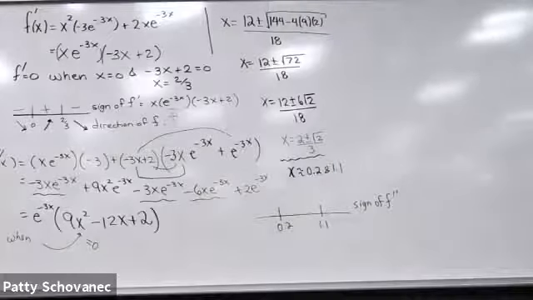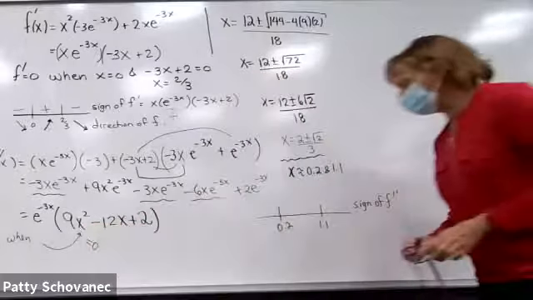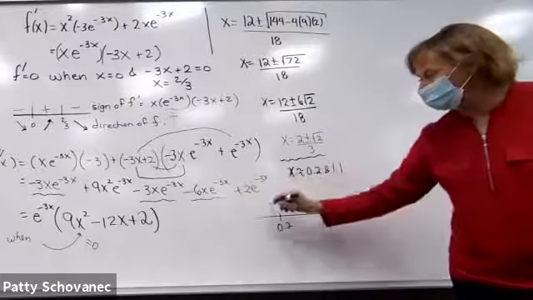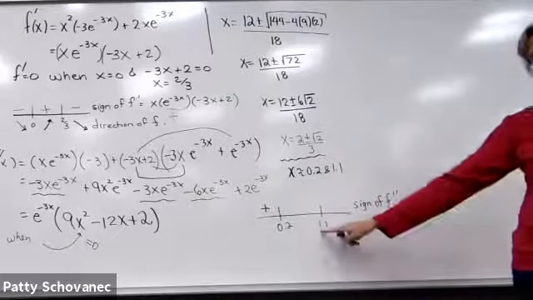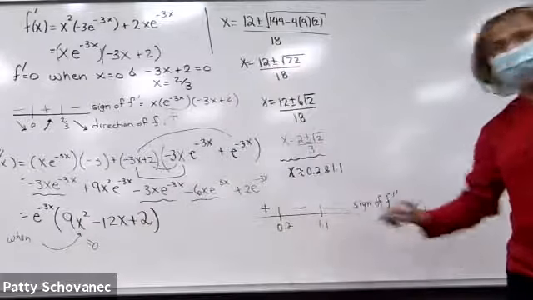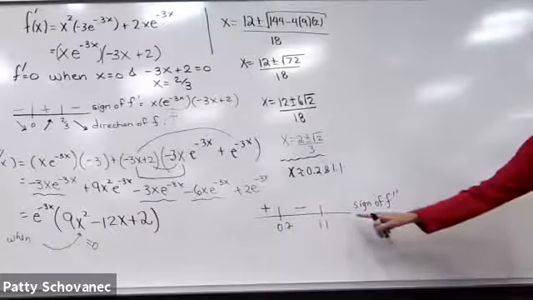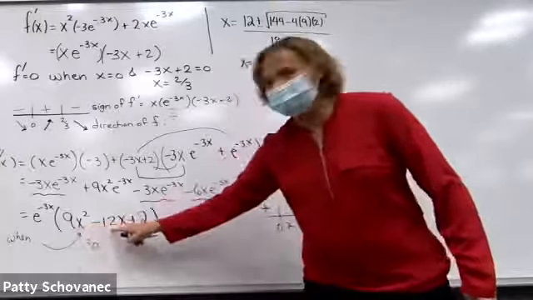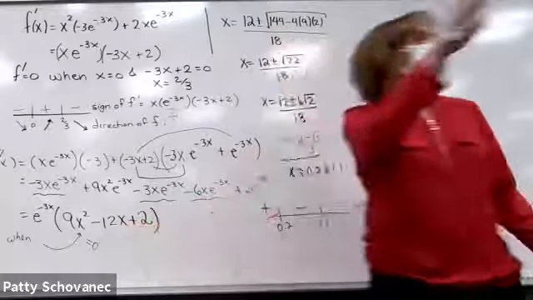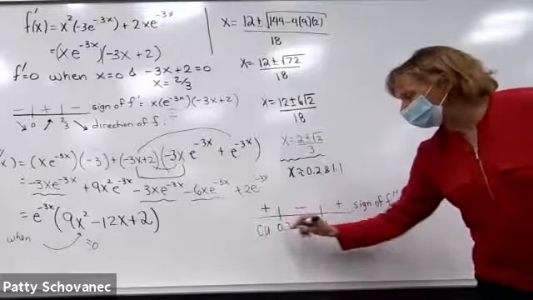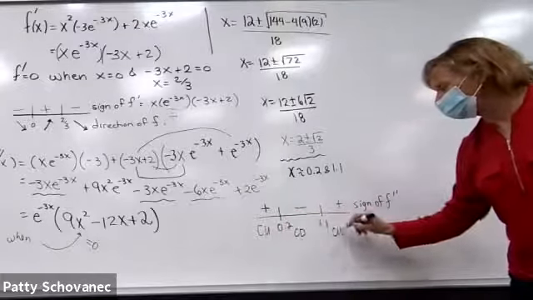So e to a power is positive. I really don't need to worry about that. Let's just pick a number and see what happens in here. So I can use 0. If x is 0, all of that is positive. Here I could use x is 1. 9 plus 2 is 11. 11 minus 12 is going to be negative. And then here I'll use x is 2. 4 times 9 is 36. 36 minus 24 plus 2 is positive. So it changes concavity. Concave up, concave down, concave up.